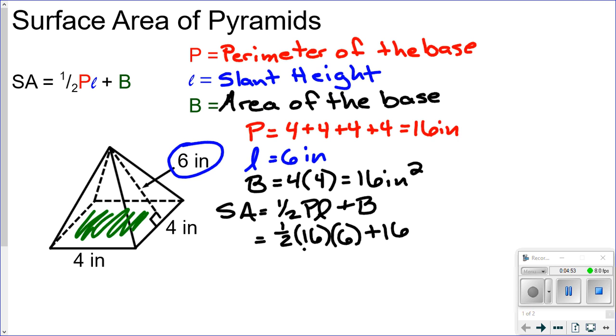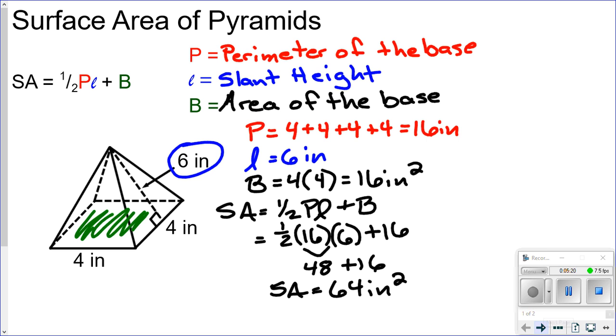So according to that, you need to do the multiplication before you do the addition. So we need to multiply 1/2 times 16 times 6. So half of 16 would be 8, and 8 times 6 would be 48. So then I have 48 plus 16, so I get my answer that the surface area equals 64 square inches.